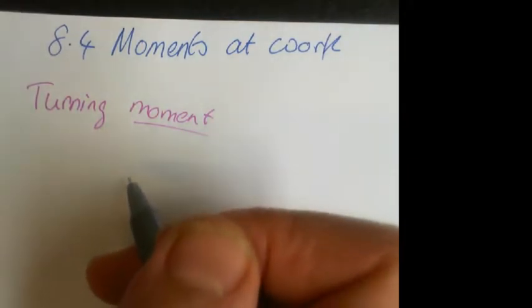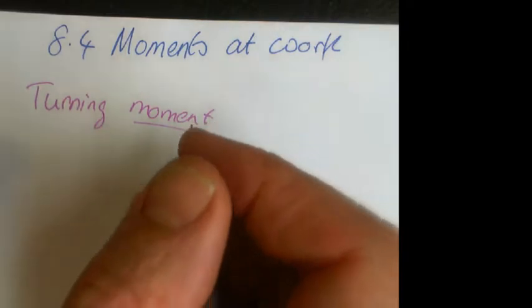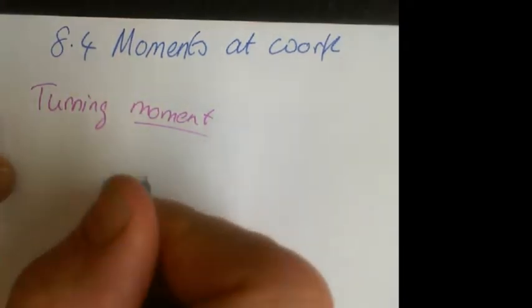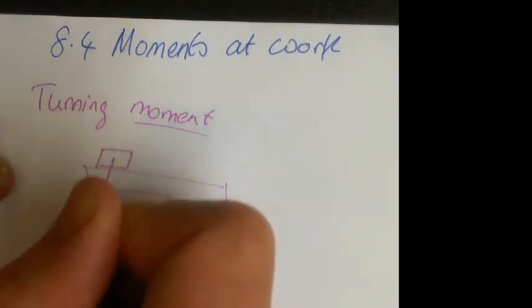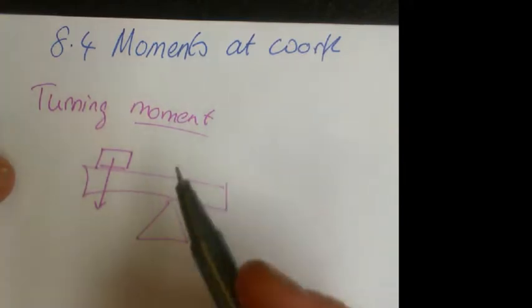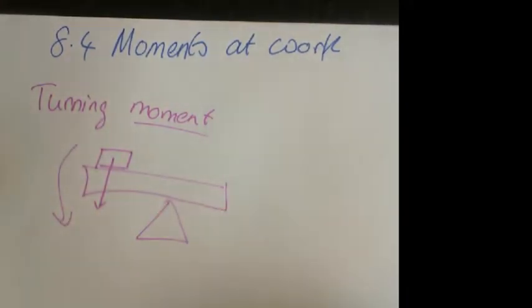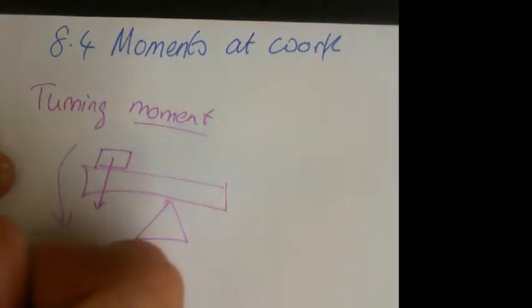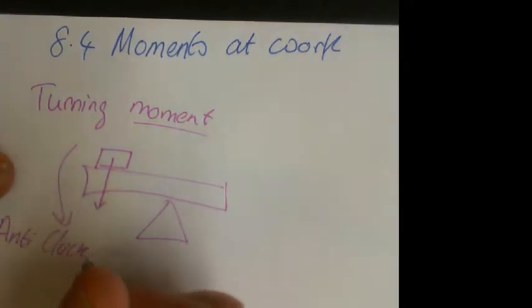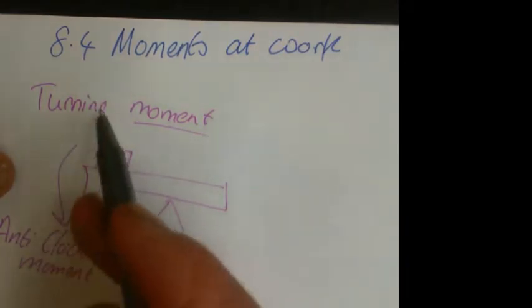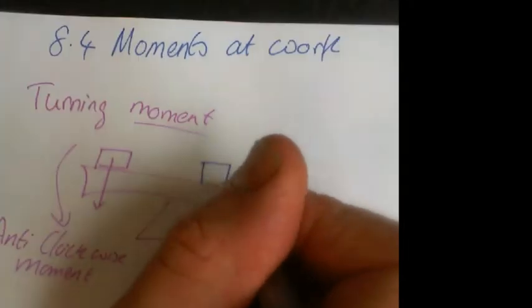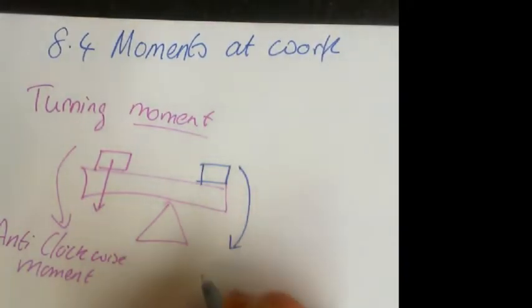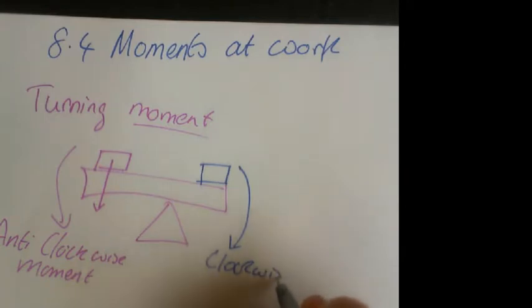And what it's doing is causing a turning effect. So if you imagine that you've got a seesaw and you put a weight on one end of your seesaw, then this seesaw is going to go down in that direction, and that would be called an anti-clockwise moment, because you're creating a turning moment in the anti-clockwise direction. Now if you put a weight on this end, this one is going to be causing a clockwise moment.